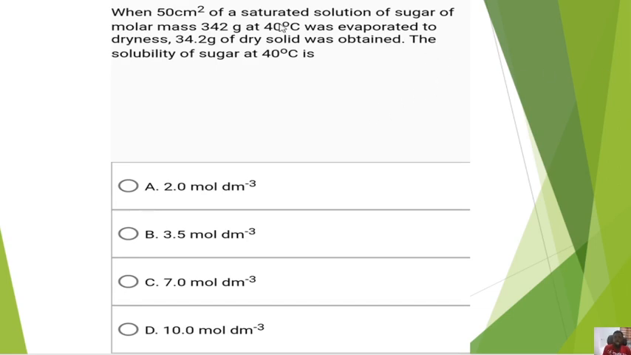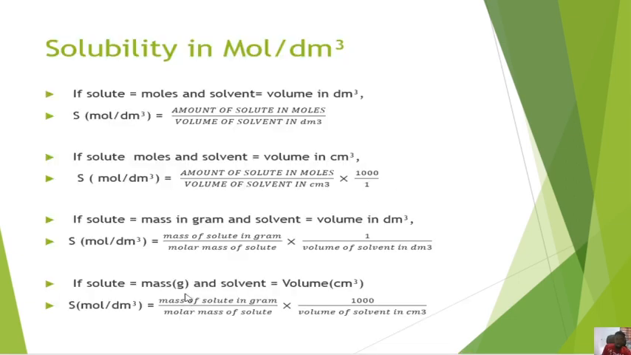So with that said, our volume is in cm cube. That's the volume of the solvent is in cm cube. The amount of the solute is in gram. And with that said, which of the formulas are we going to be using? Obviously the last formula, which is solute in gram, solvent in cm cube. And once you have that, you are going to get your answer.